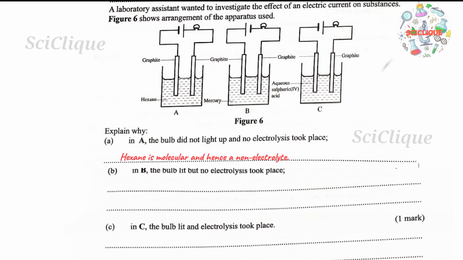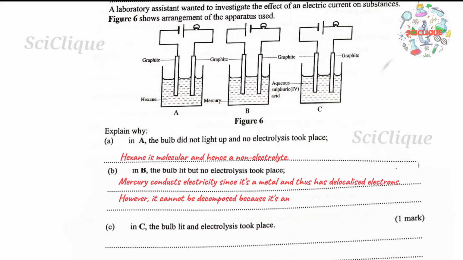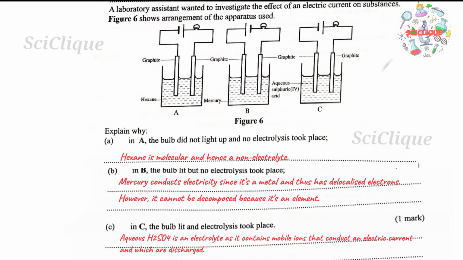Now part B. In B, the bulb lit but no electrolysis took place. As stated, the reason why the bulb lit up will be because an electric current is being conducted, and the reason for this is mercury is a metal, so it contains delocalized electrons. Electrolysis cannot take place because mercury is an element. Part C. In C, the bulb lit and electrolysis took place. So aqueous sulfuric acid is an electrolyte. So it contains mobile ions that number 1 can conduct an electric current, and number 2, they can be discharged. You know, they can gain electrons or lose electrons. So electrolysis will definitely take place.